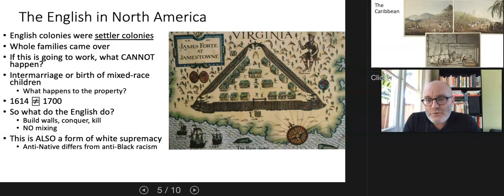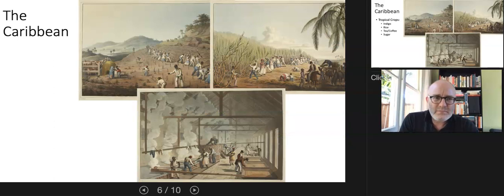The attitude towards natives, the anti-native racism that the settler colonies in North America experience, is different from the kind of anti-black racism that develops first in the Caribbean and then through the mainland colonies. And we'll go over briefly here how that works. The Caribbean is different from the mainland.